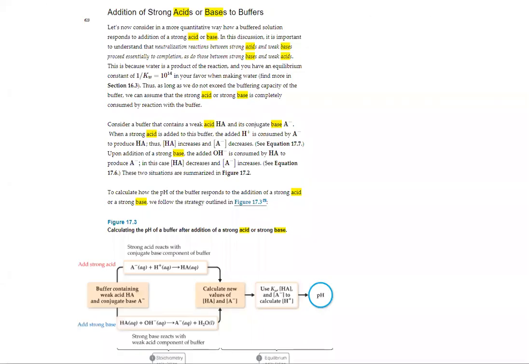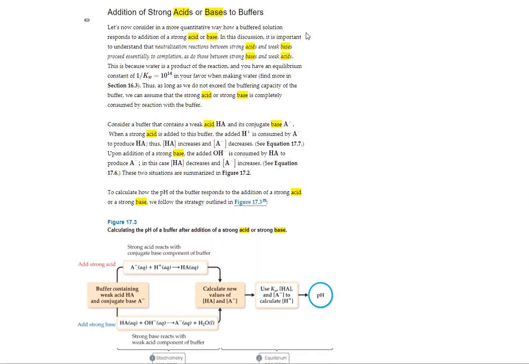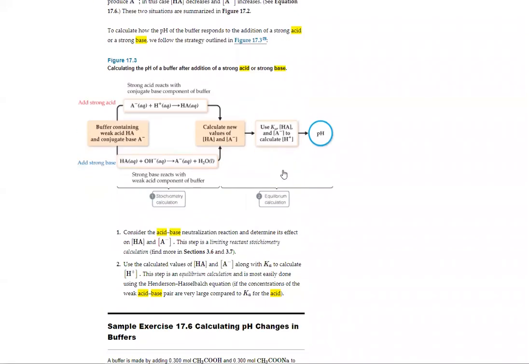So the addition of strong acids and bases to buffers, this is what I was talking about before, where if you add a strong acid or a strong base to a buffer, it's going to be neutralized by the weak conjugate base or the weak conjugate acid. And that's how a buffer really works, by neutralizing the strong acid or strong base that gets added to it. So it doesn't really affect the pH. And since you have the conjugate acid and the conjugate base, the buffer is good for neutralizing both acids and bases.